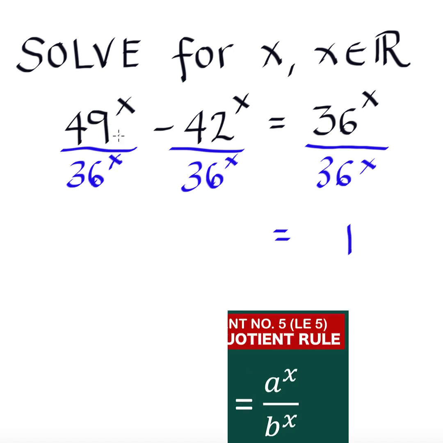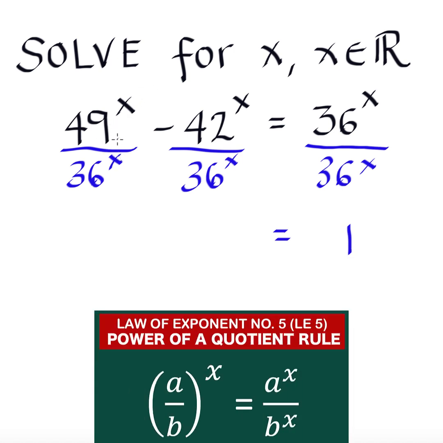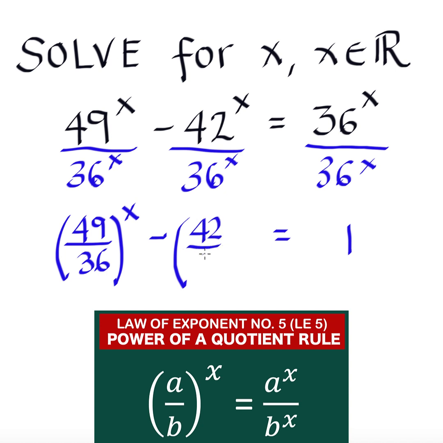Then by the converse of the power of a quotient law of exponent, we can write this 49 raised to x over 36 raised to x as 49 over 36 all now raised to x. This is the converse of the power of a quotient law of exponent. We can do the same thing for the second term here. We can write this as a fraction 42 over 36 all raised to exponent x.